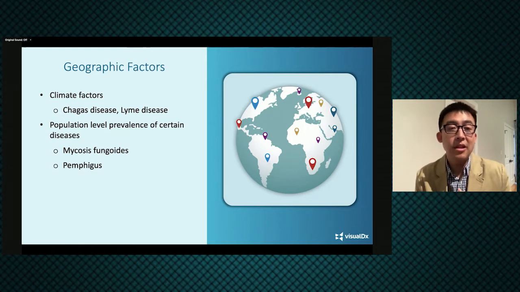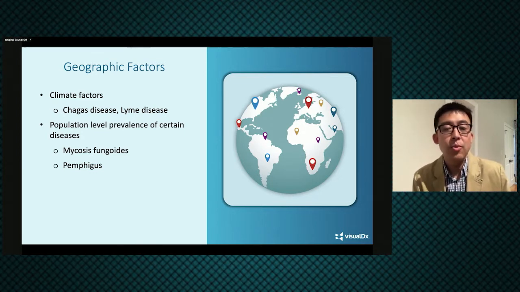Geographic factors in terms of thinking about climate, I think a great example of this is Chagas disease. Unfortunately, as we see climate change in the current state of the world, we're seeing Chagas more and more commonly in northern climates. Lyme disease is another that we're seeing spread as climate changes as well.